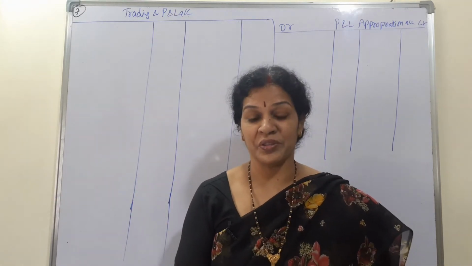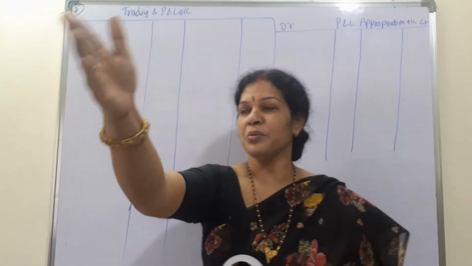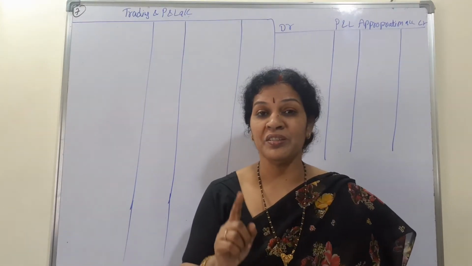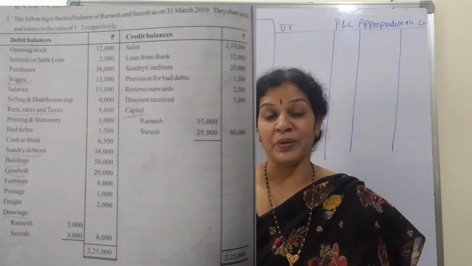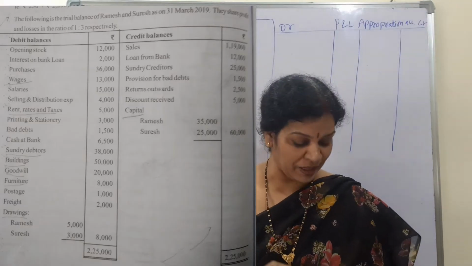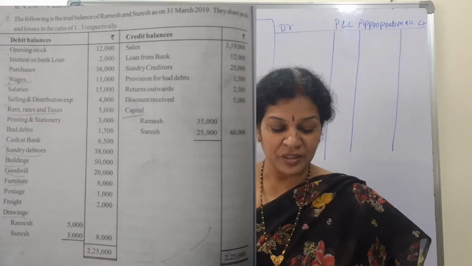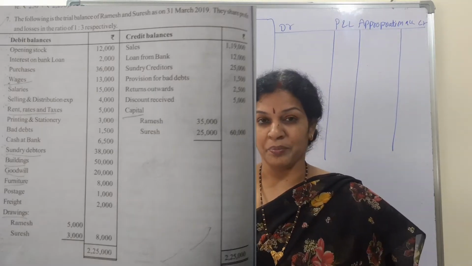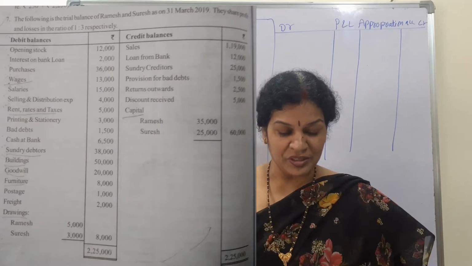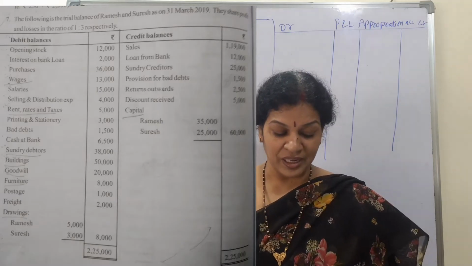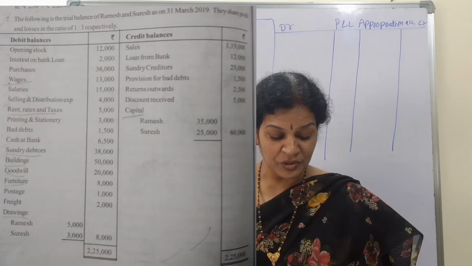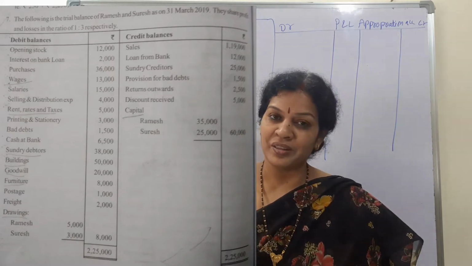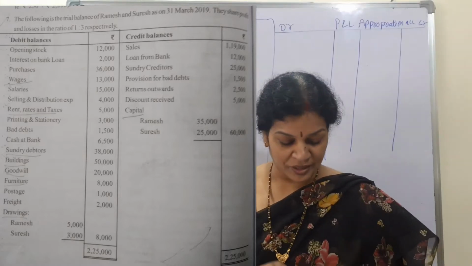Okay, so now if you see the problem. First, what you need to do is the trial balance. You have to be very careful. First we'll discuss the trial balance. On the debit side, opening stock is the trading account debit side, interest on bank loan is P&L account debit, purchases and wages are trading account, salaries, selling and distribution expenses, rent, rates and taxes, printing and stationery, and bad debts are all P&L account debit side.